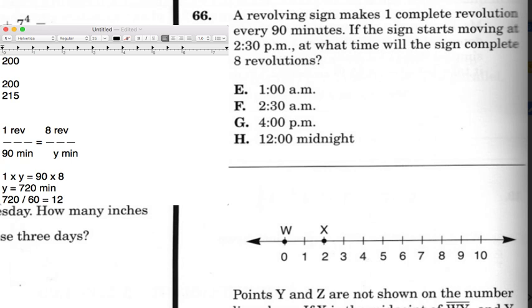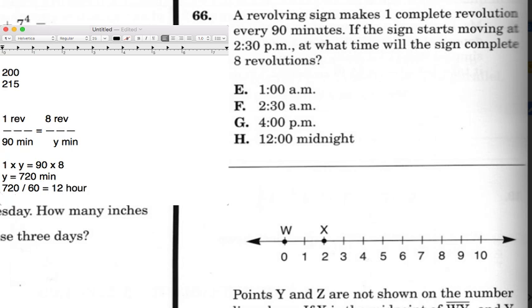So Y was originally minutes, now it's hours. So Y equals 12 hours. So if we started at 2:30 p.m. and we get 8 revolutions in, we're going to have 12 hours. So that brings us to 2:30 a.m.